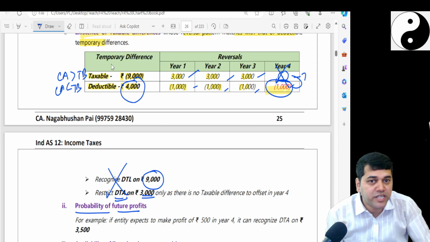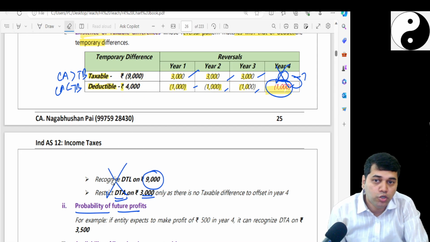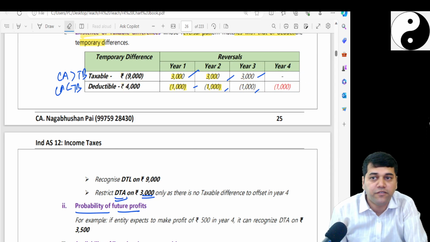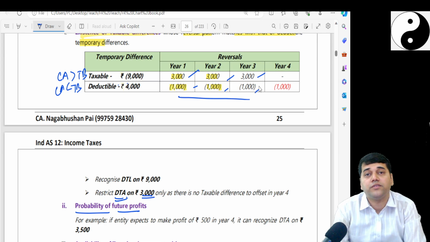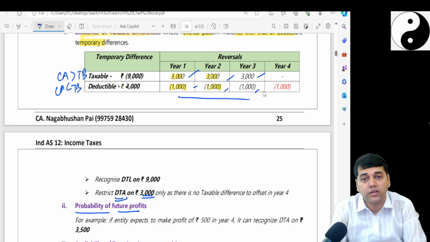That's why first you check on the last year, do you have a temporary difference? If yes, recognize the full 4,000. If no, recognize only 3,000. Are you clear, students here? Yes, Vindhya? Are you clear here?